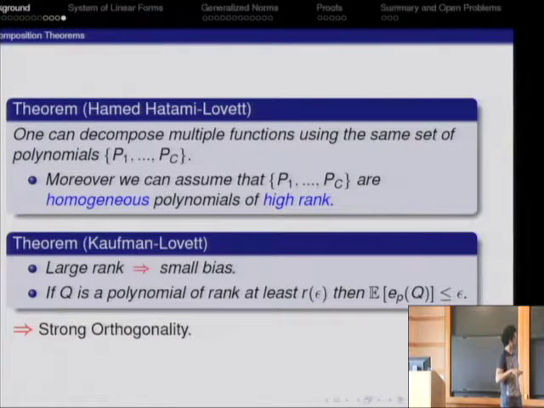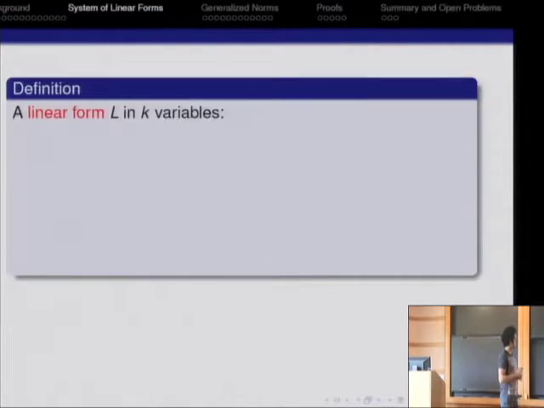So the strong orthogonality will be that every non-zero linear combination is going to be very small. We say that a polynomial is of high rank if we can't write it as a function of few lower degree polynomials. And so now we can move on to definitions of systems of linear forms, so that we can define the norms that we're looking at.